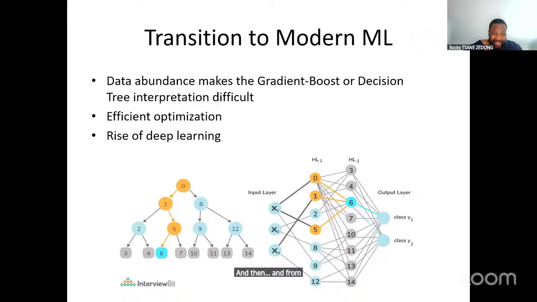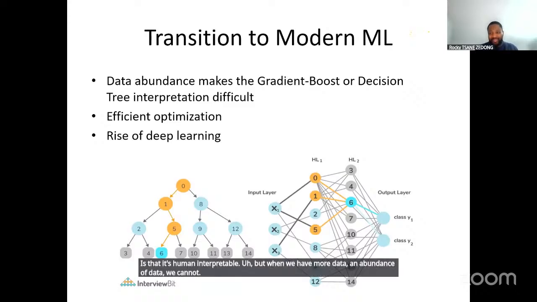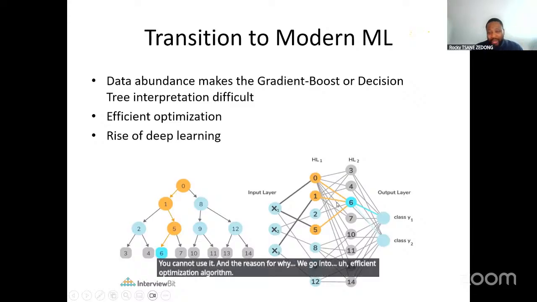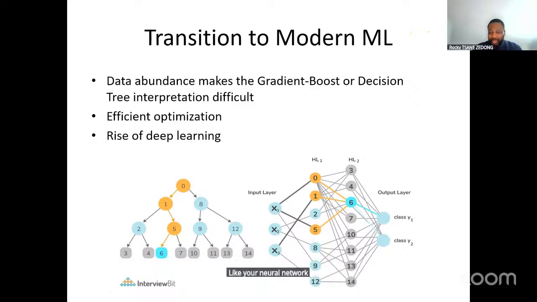And from that, we can say that even if the limit of the gradient or decision tree and all the trees is that it's human interpretable, when we have more data, an abundance of data, we cannot use it. And it's the reason why we go into efficient optimization algorithms like a neural network, which is the follow-up of machine learning and deep learning.